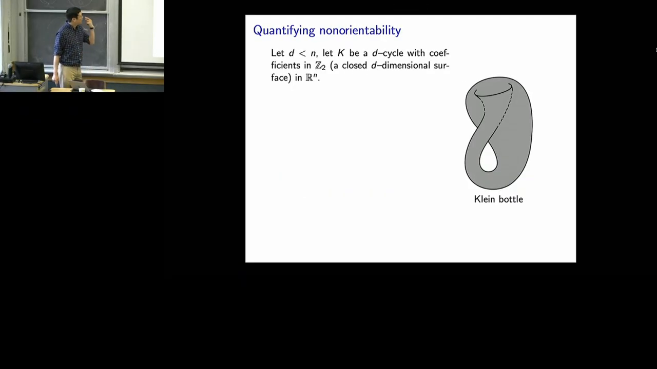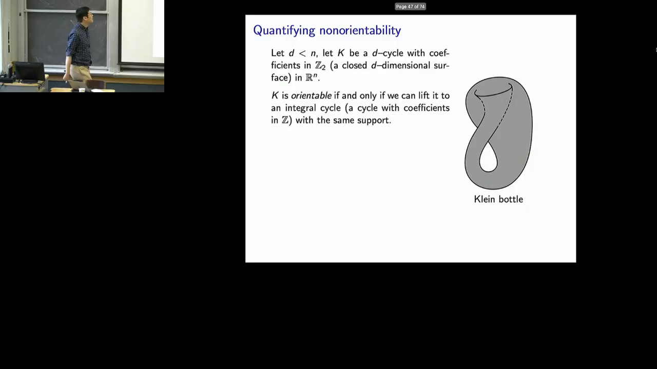Let me propose one measure, which is a way to quantify how non-orientable something is. If I have d less than n and K is a d-cycle with coefficients in Z mod 2, so for instance, a closed, non-oriented d-dimensional surface in R^n. What does it mean to be orientable? Well, one definition of orientability would be if I can take that cycle with coefficients in Z mod 2 and turn it into a cycle with coefficients in the integers with exactly the same support. An orientation of the Klein bottle would be exactly that. It would be a way of representing the Klein bottle as a cycle with coefficients in Z.